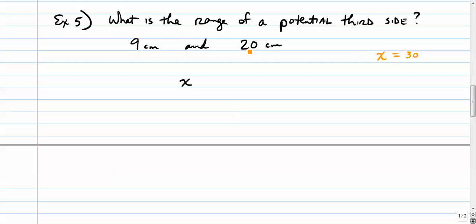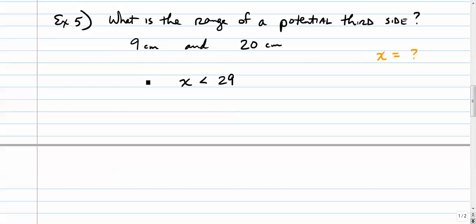9 plus 20 is 29. We'll add these two together. 29 has to be bigger than 30. It isn't. So that's not right. Can't have that. We can go on like this all day, guessing the potential sides. Or you can use a little shortcut. Take 9 and 20, add them together. We know that the third side has to be less than 29. It can't be equal to, so don't put that there. It has to be less than 29.